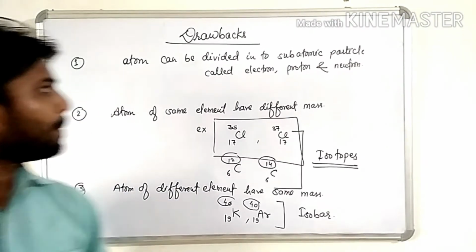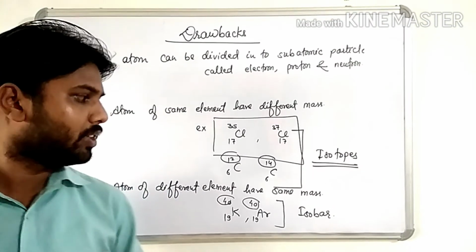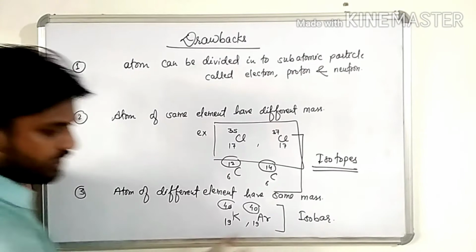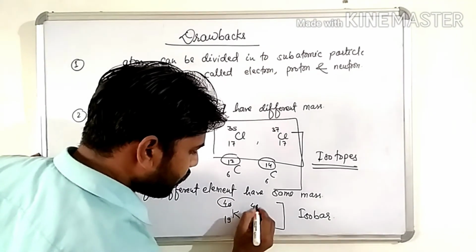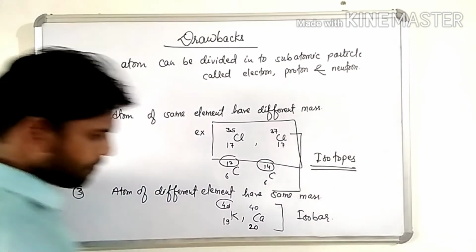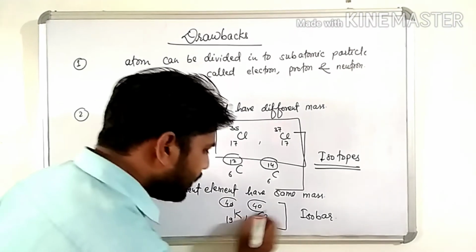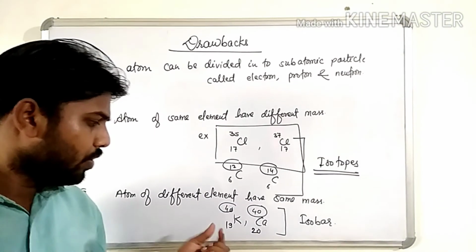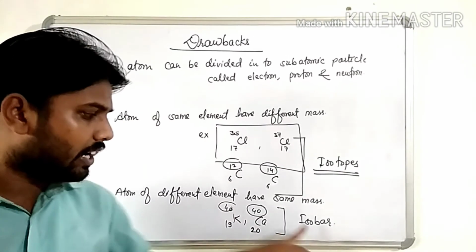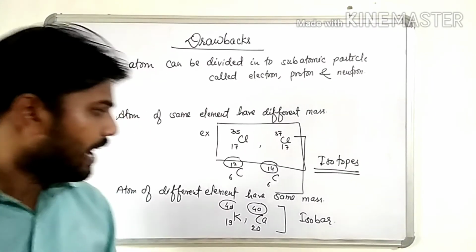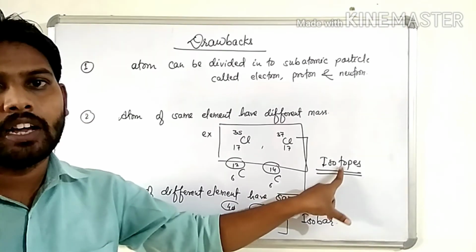So children, these are the drawbacks of John Dalton's atomic theory. Another example is calcium, atomic number 20, mass 40. We take different elements and they show the same mass. When different elements show the same mass, they are called isobars. And when the same element shows different mass, they are called isotopes.